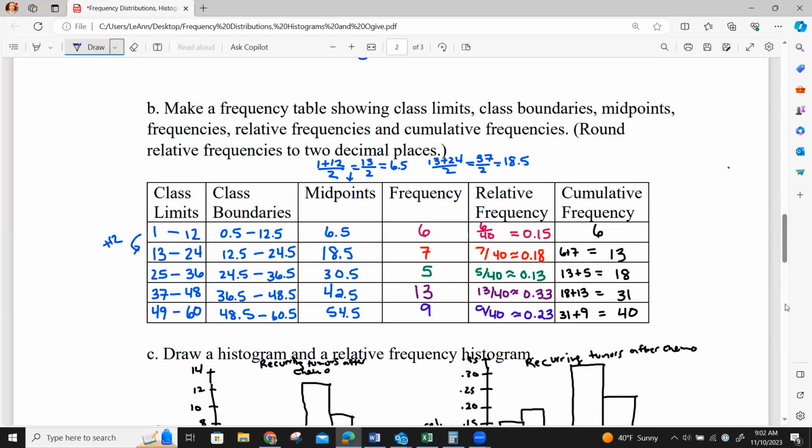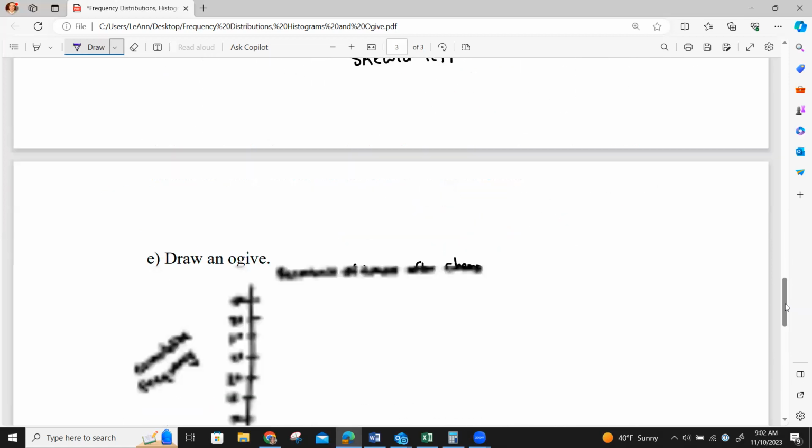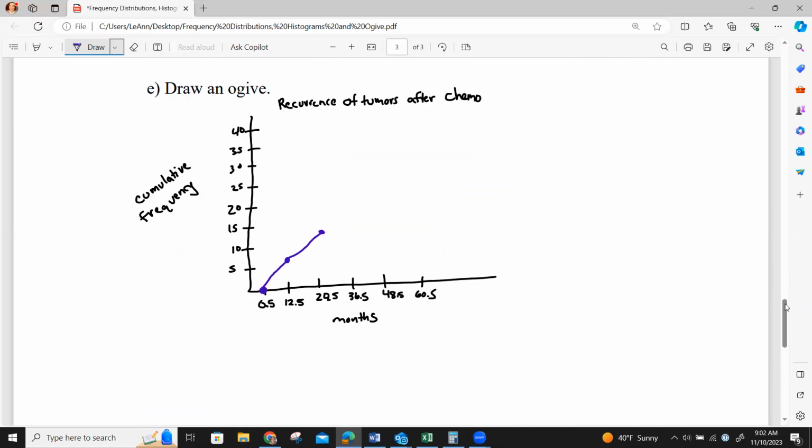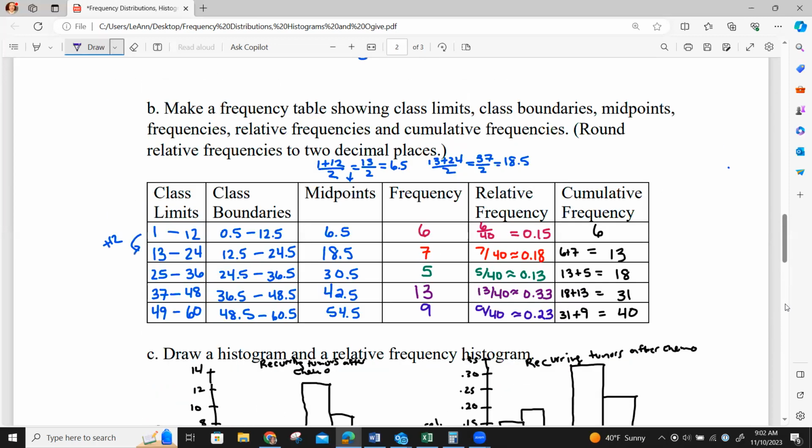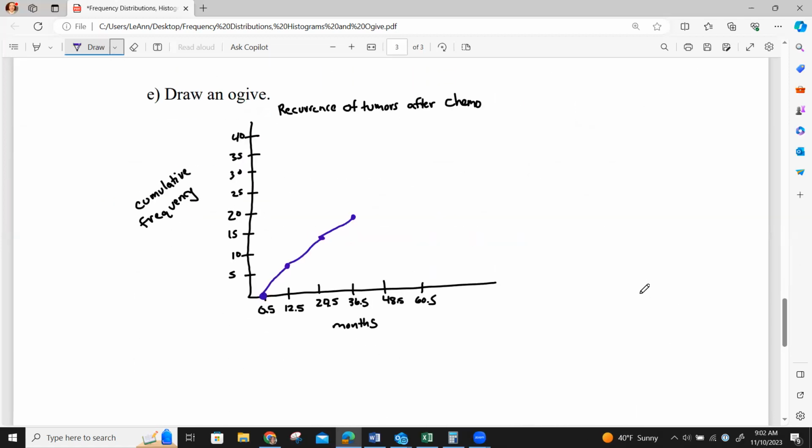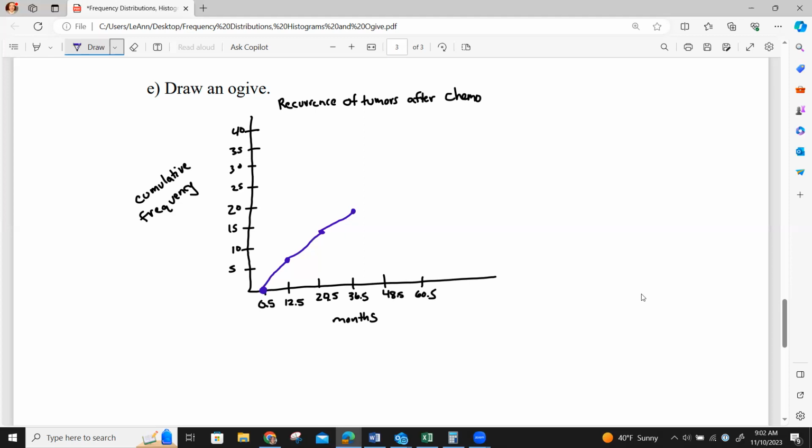And then by 36.5, we had accumulated up to 18 items in the list. So just a little under 20. Then we had a huge jump because we had 13 new items added in this group. So now we've accumulated everything before it up to now 31 items out of the total list. So that would be all the way up here. And then finally, by the end of the list, 60.5, we've accumulated all 40 items.